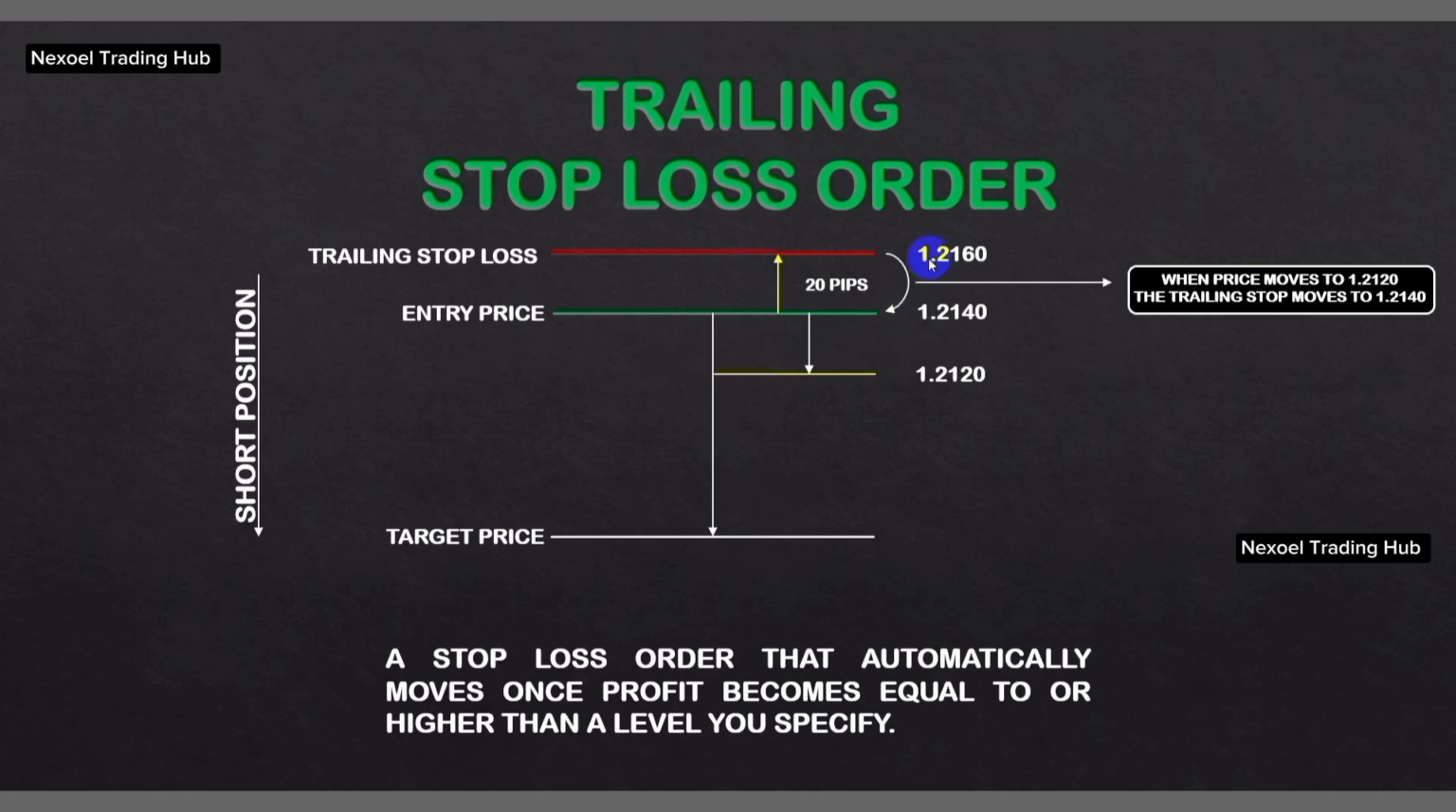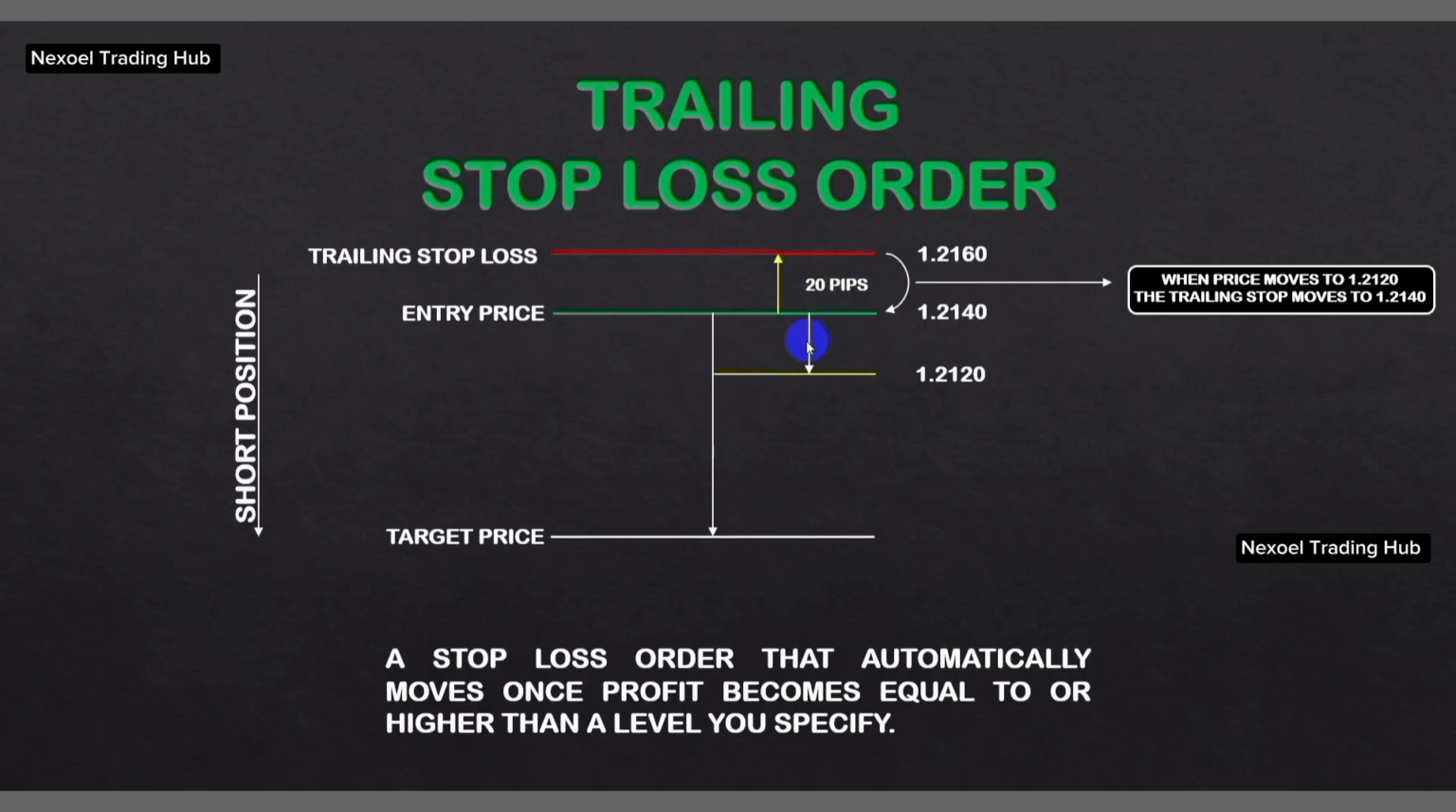So this means that if the market should move 20 pips in your favor, this stop loss is going to move from 1.2160 to 1.2140. Meaning if this is your entry level and the market should move to this price level, you can see here is a difference of 20 pips also. Your stop loss is 20 pips and the market moved 20 pips. So when the market moved from the entry price level to this price level, which is 1.2120, the stop loss is going to automatically move from 1.2160 to 1.2140, which is 20 pips.